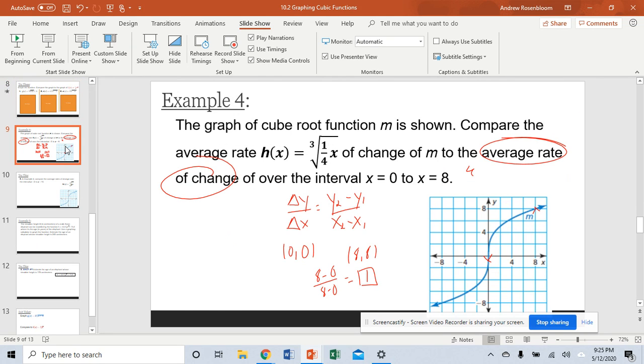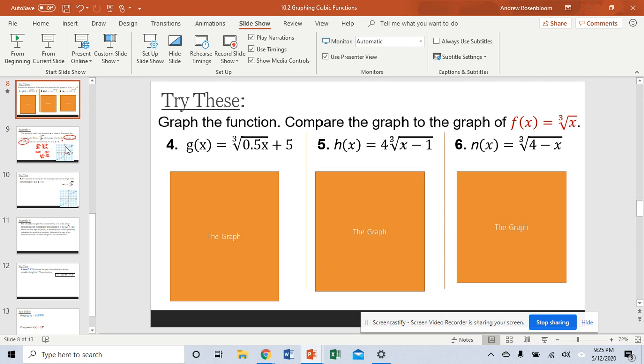That's it. Make sure you know the shapes of the cube roots and make sure you know how everything moves, and you should be good to go on this lesson.